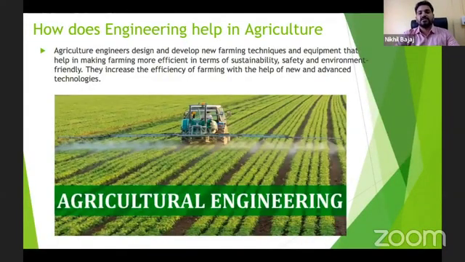So how does it help in agriculture? The engineers who do agriculture engineering get the knowledge of how new machinery and equipment help in increasing the yield of the farmers and reducing the time and labor of the farmers so that the yield is more. This increases the efficiency of the farmers with the help of new and advanced technologies.